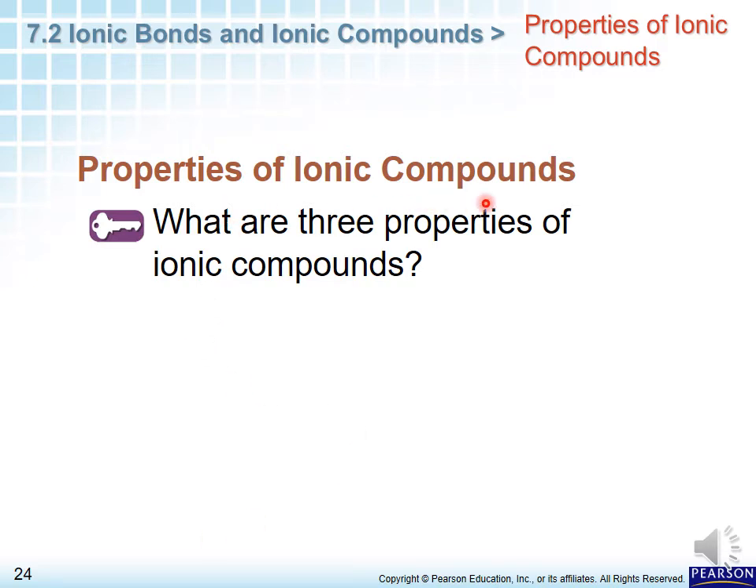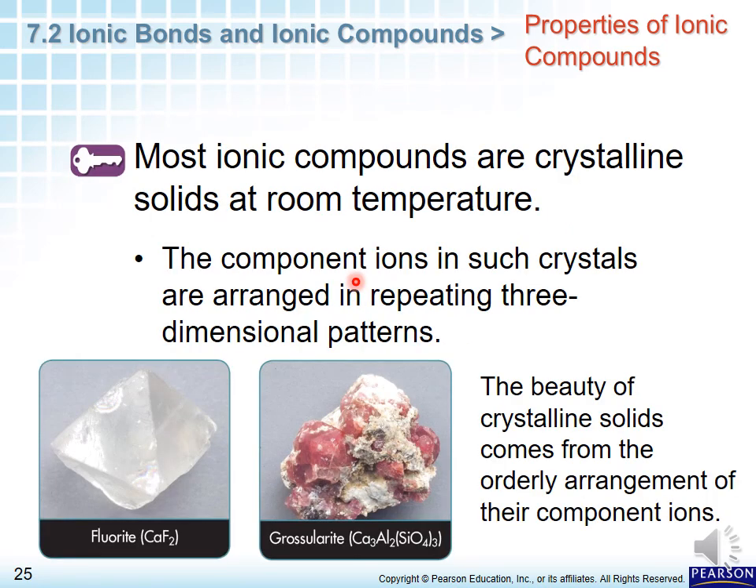Let's start with the properties of ionic compounds. What are the 3 properties of ionic compounds? Number 1, most ionic compounds are crystalline solids at room temperature. The component ions of such crystals are arranged in a repeating 3-dimensional pattern. The beauty of the crystalline solid comes from the orderly arrangement of their component ions. Ions are arranged very perfectly in an array or in repeating units.